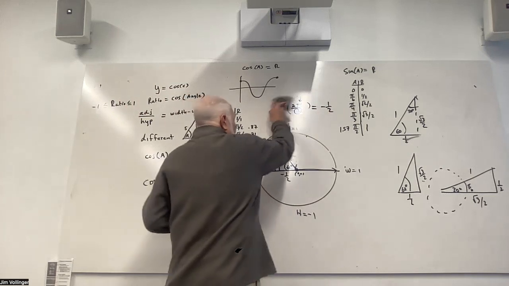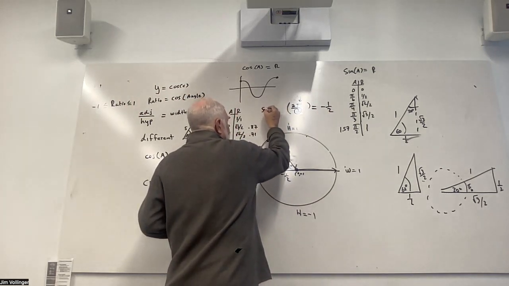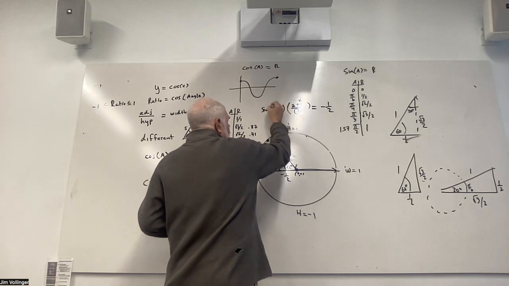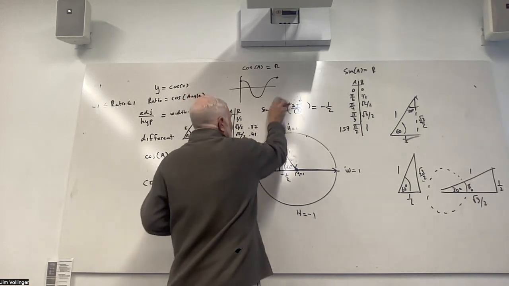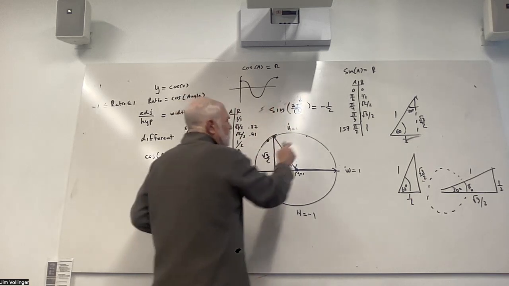What would the sine of 2π/3 have been? Sine of 2π/3. Well, I hope I didn't have to write that again. Okay, I guess I just needed to put it here. Well, that's √3/2.